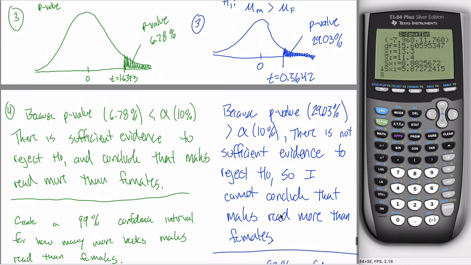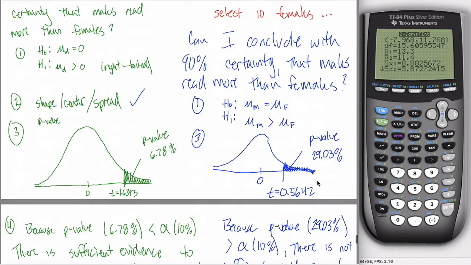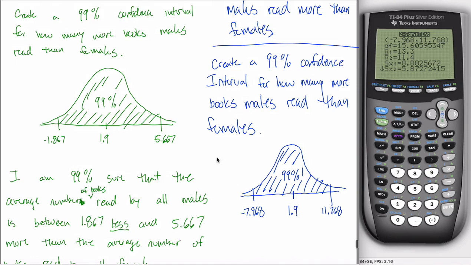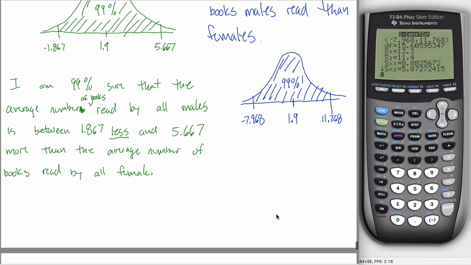You'll note, since it's the same data that I use to create these differences, the point estimate here will be the same as it was over here. But over here, it gave it to me explicitly. This time it doesn't. So this is the entire picture that you want. And then I'll ask you, explain what that means. And it'll be essentially this with different numbers.